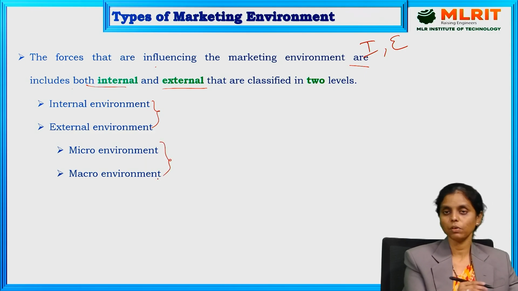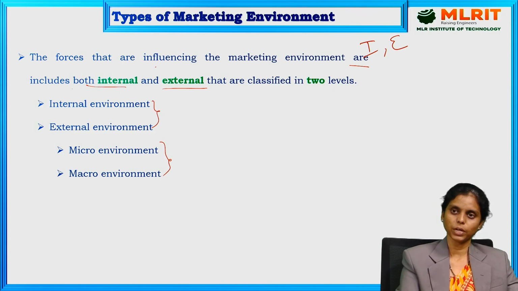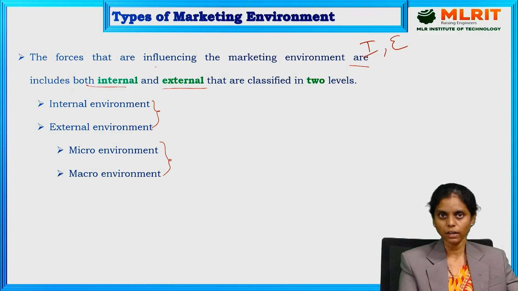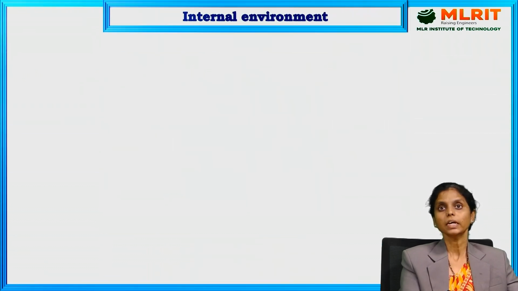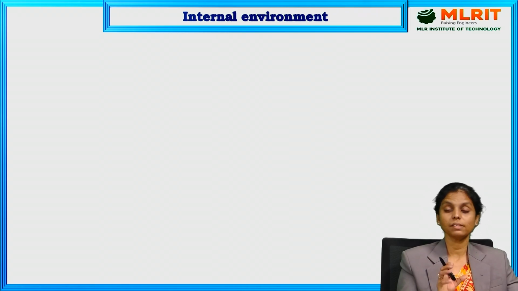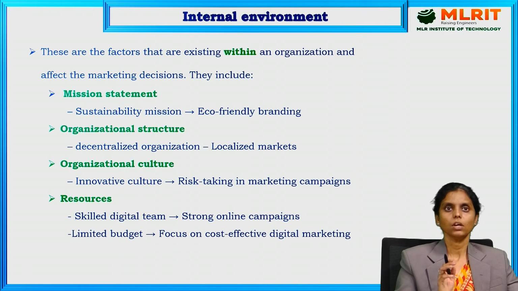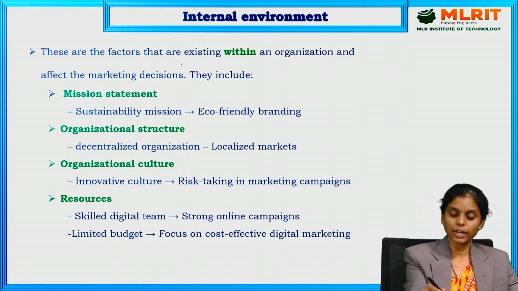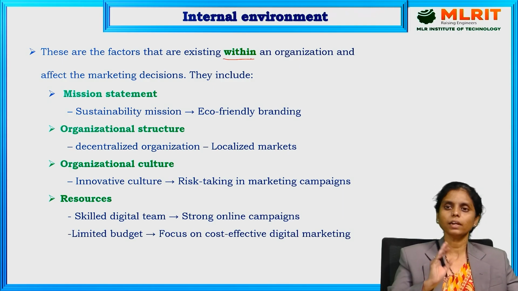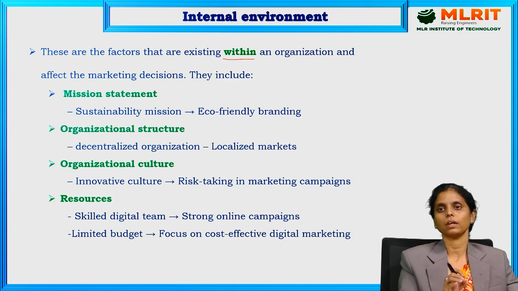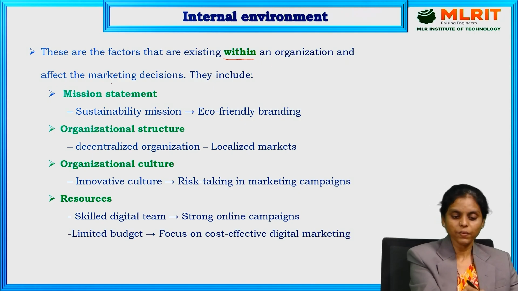Again, the external environmental factors have been classified into two types, that is micro environmental factors and macro environmental factors. Now let us have an in-detail discussion on all these factors. The first one as we have is the internal environment. So what is this internal environment and how is this internal environment affecting the marketing decisions? These are the internal factors of an organization that affect the marketing decisions.